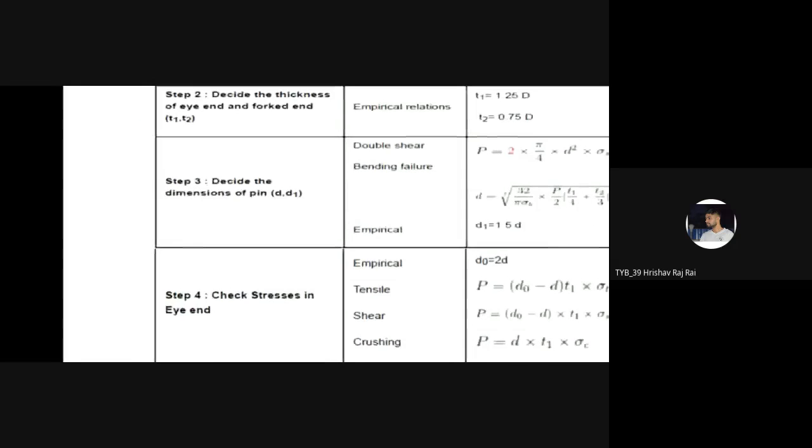That is either double shear or bending. Now we are moving to the fourth step. In that fourth step, we are going to check the stresses in the single eye section. And which are the stresses? Tensile, shear, and crushing.